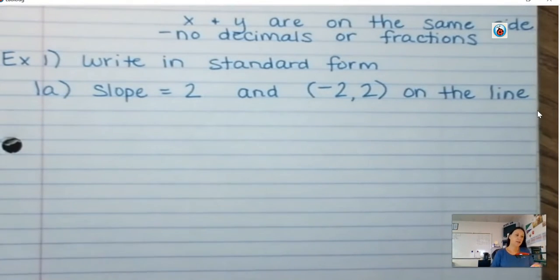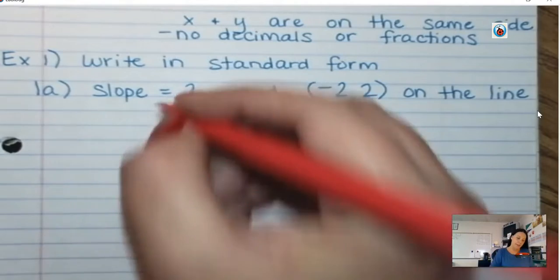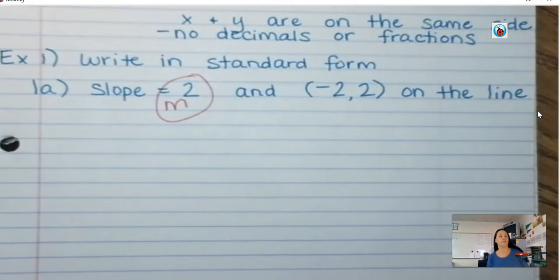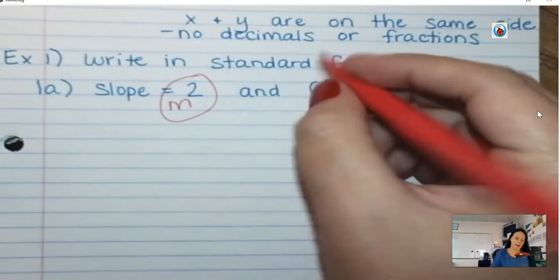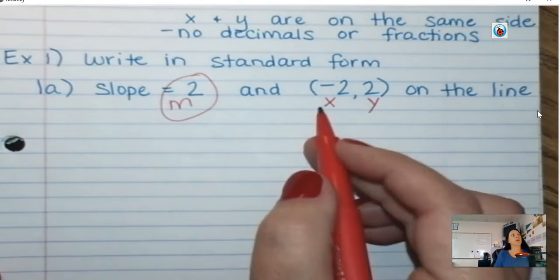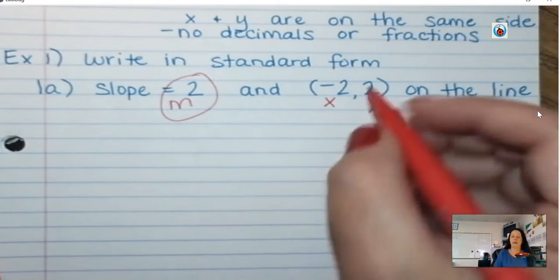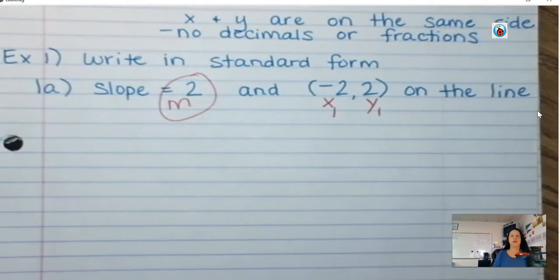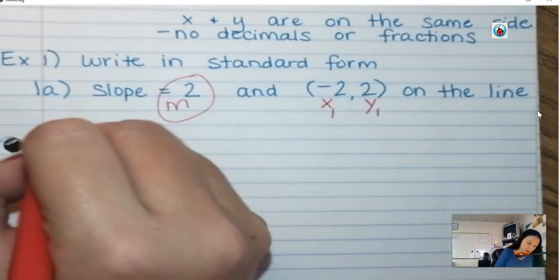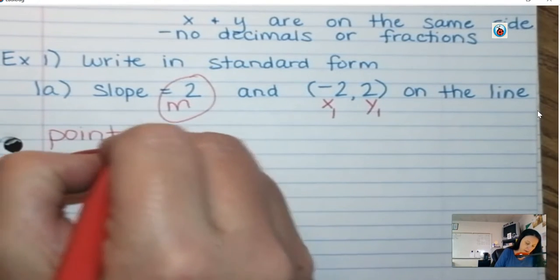So I know the slope, so go ahead and label that with an M because M stands for slope. 2 is M. I also know a point, so label this as X and Y, because every time we have a point, it's always X comma Y. Label them with sub ones, little ones. So I know the slope and I know a point. So what we're going to use is point slope form first.